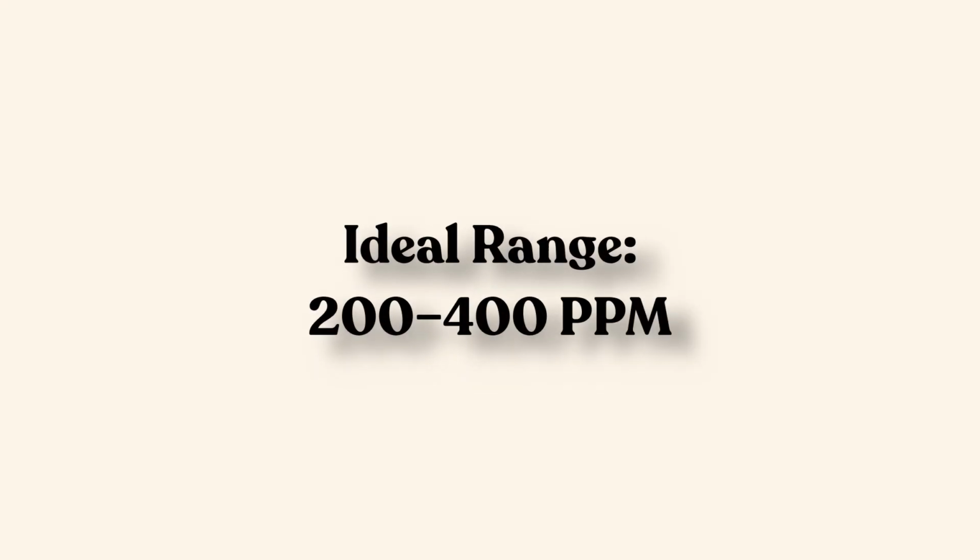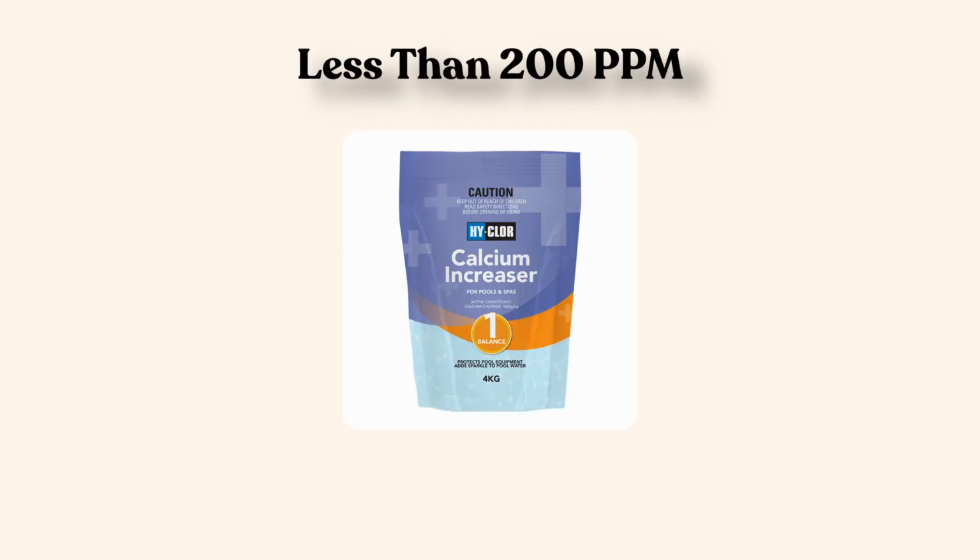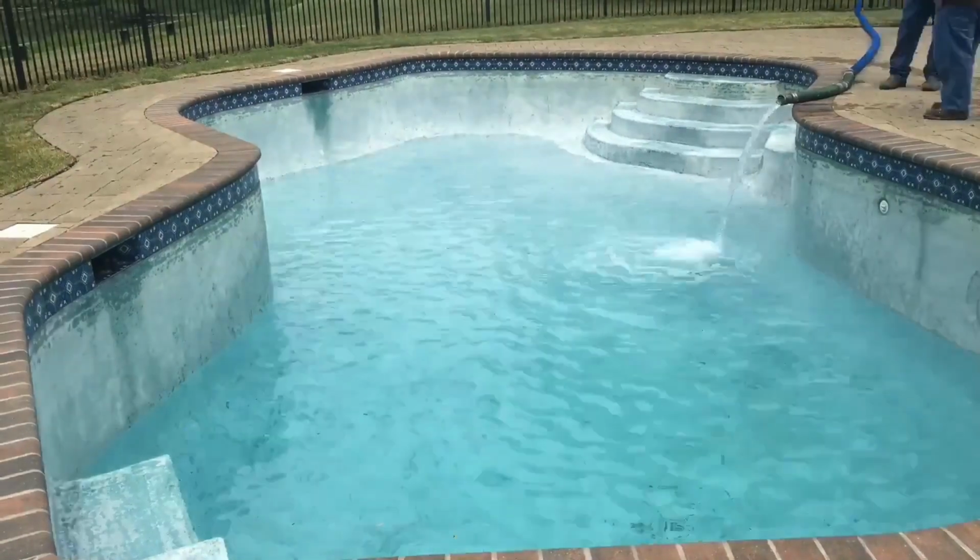Now let's talk about calcium hardness. It's especially important if you have a plaster or concrete pool. The ideal range is 200 to 400 ppm. If it's too low, add a calcium increaser. Or if it's too high, unfortunately, the only fix is dilution. Yep, that means draining some water and refilling.